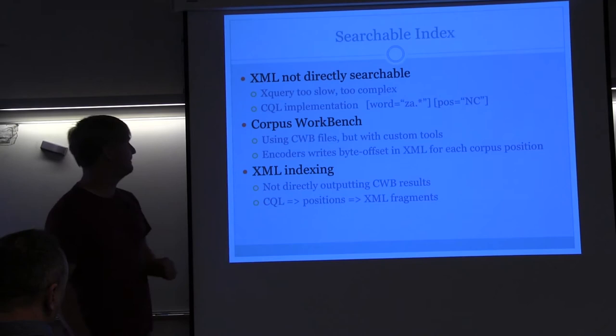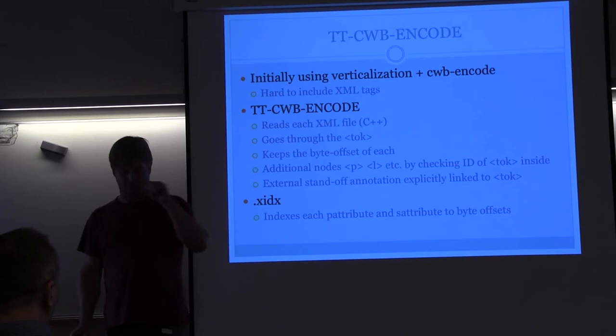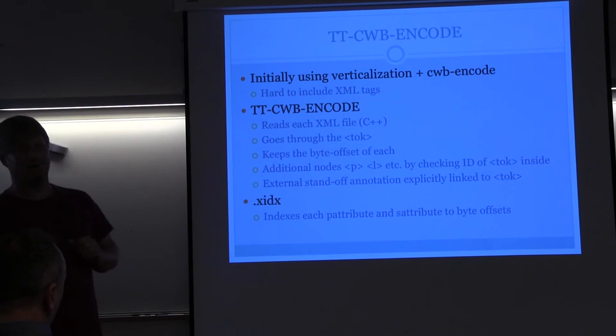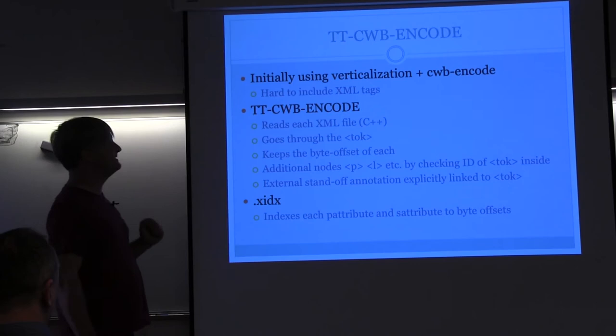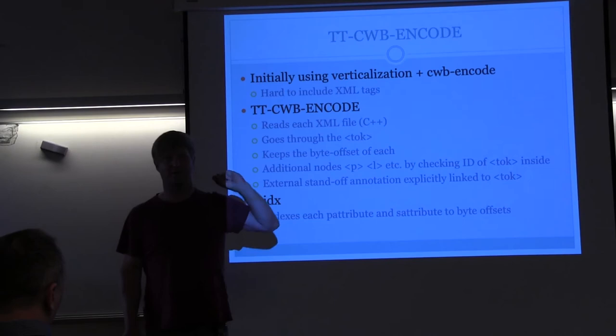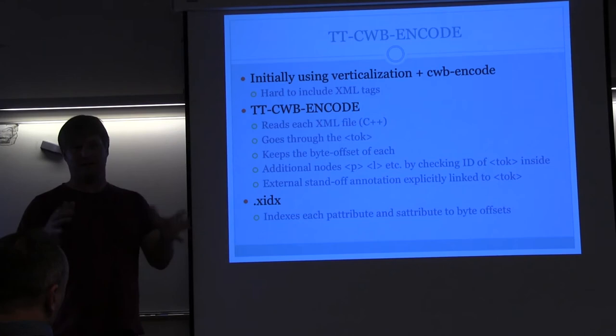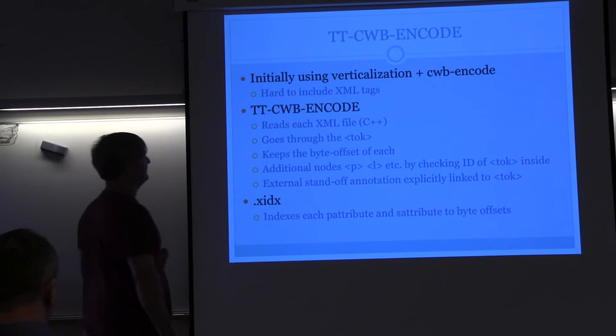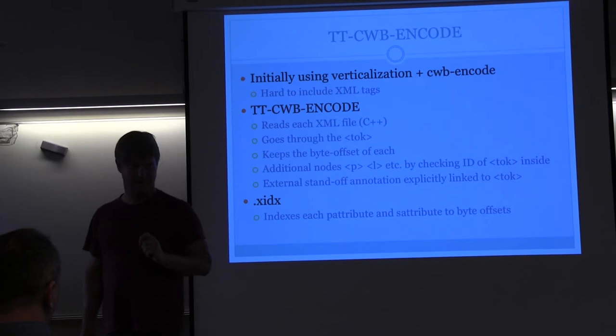It does that by a tool called CWB encode. The actual encoder of the Corpus Workbench is called CWB encode. And that was what I initially started using. So you just verticalize your text and then use that CQP tool. The problem is you also want to keep track of all sorts of XML tags. You want to know that this was in bold, that this is a line, that this is a paragraph. And all those things are very difficult to get out of an XML document and put into a verticalized form. It's not impossible, but it very quickly gets very hairy.